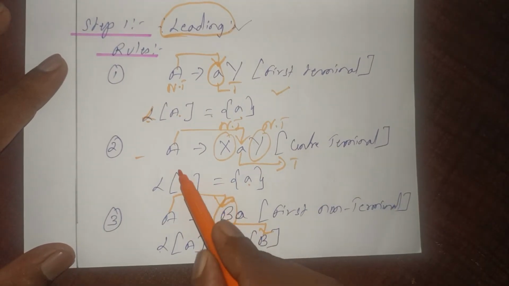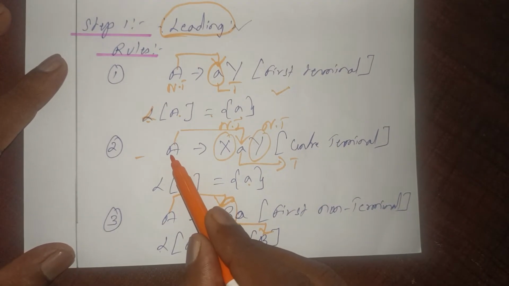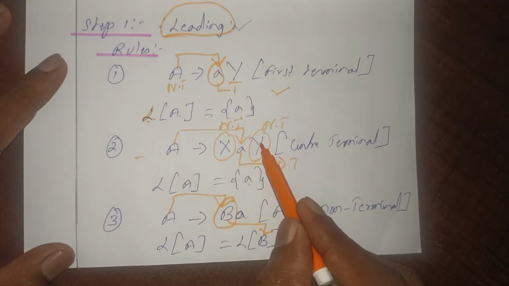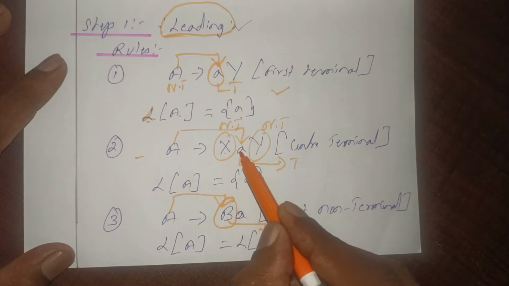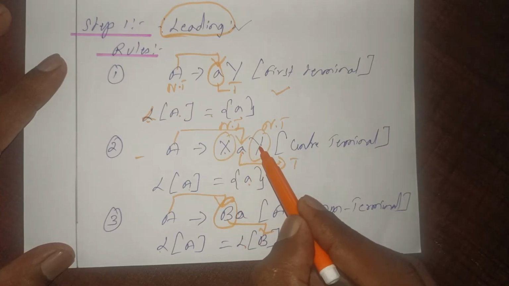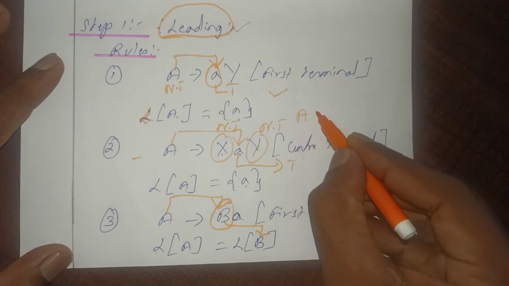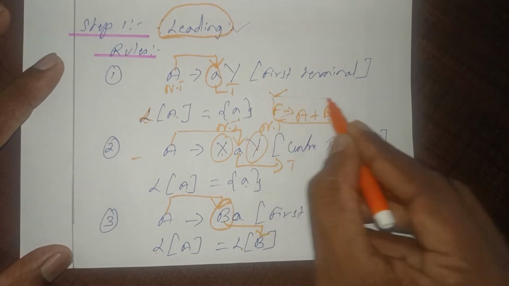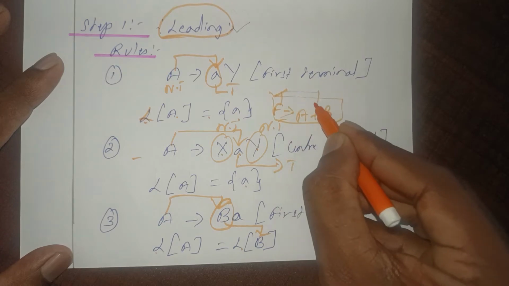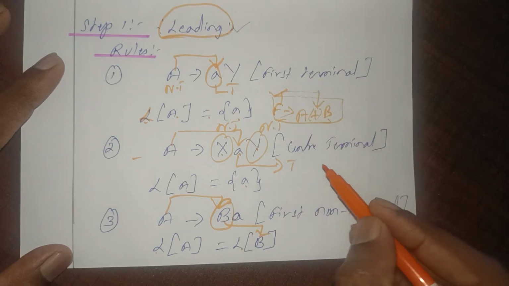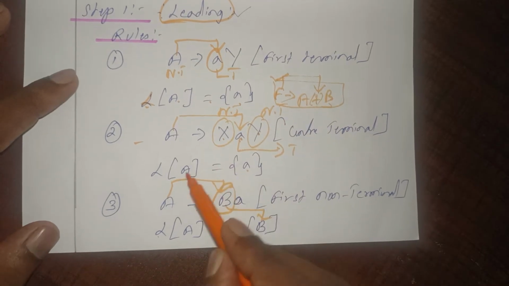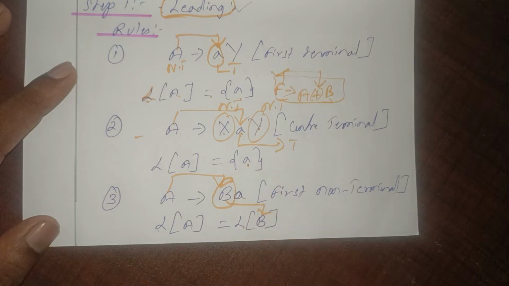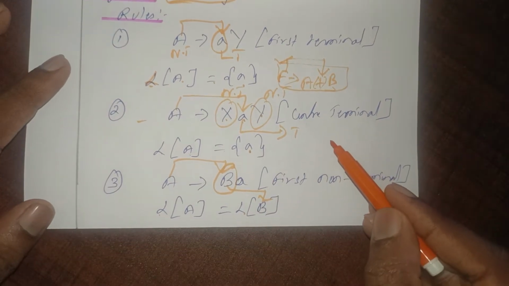Rule number 2: if you are finding any matching like this in a given grammar, A tends to capital X, small a, capital Y. That means a non-terminal, then a terminal, and then a non-terminal. For example, F tends to A plus B. If you find anything like this, then leading of F is equal to plus. So leading of capital A is equal to the center terminal, small a. This is how rule number 2 works.